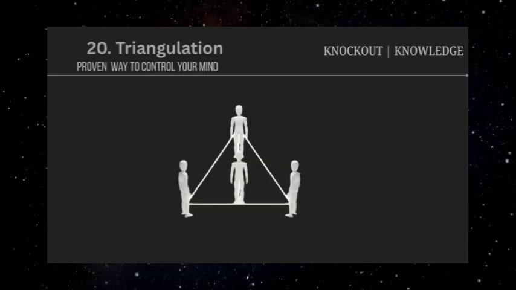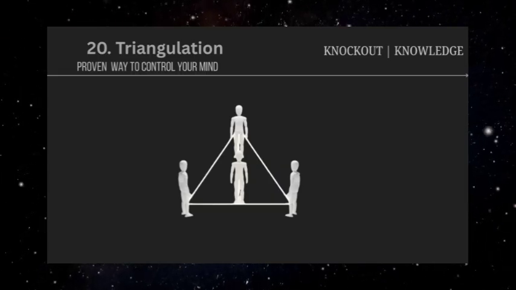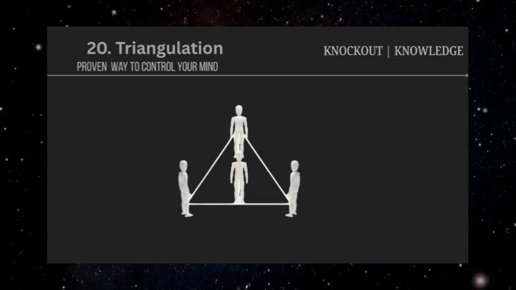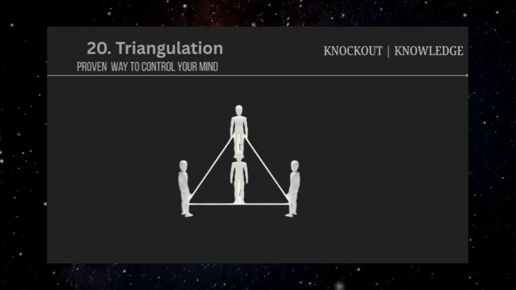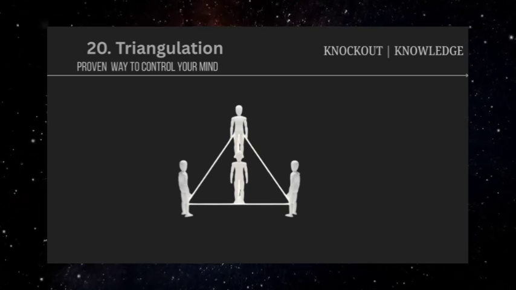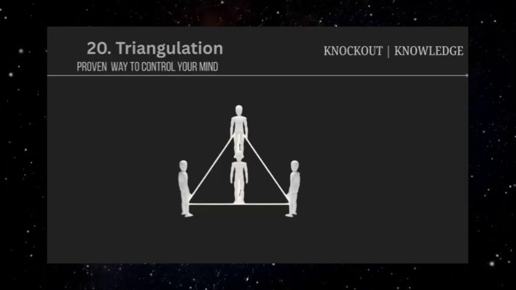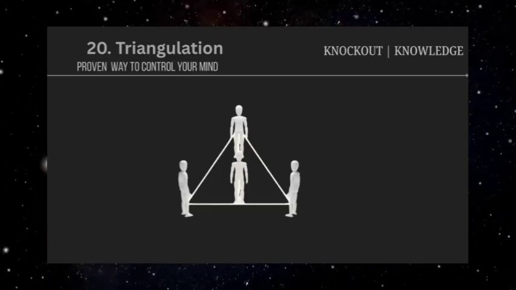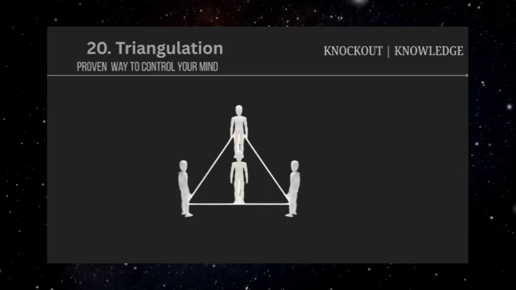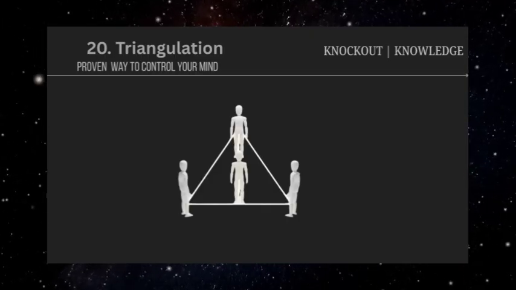Recognizing triangulation involves paying attention to when conversations about your relationship or behavior consistently include references to other people, relationships, or external standards. While outside perspectives can sometimes be valuable, manipulative triangulation typically introduces these references to create pressure and competition rather than genuine insight.